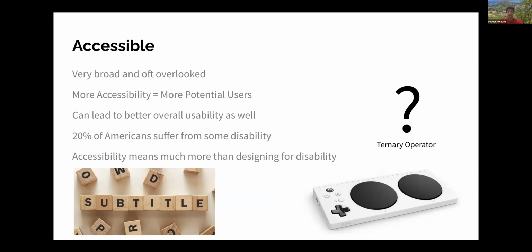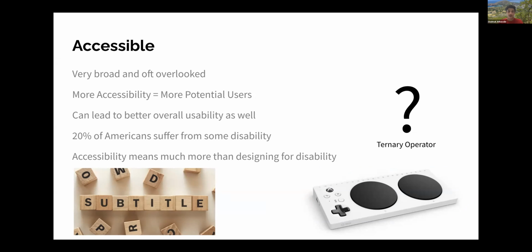Okay, accessible. I like talking about this design aspect the most because there's a lot to discuss here. It's a very broad topic and it's often overlooked by folks. Accessibility can mean a lot of things. One of the things accessibility can mean is designing for disability, designing for folks who have disabilities. That is one of the things that making something more accessible can be.